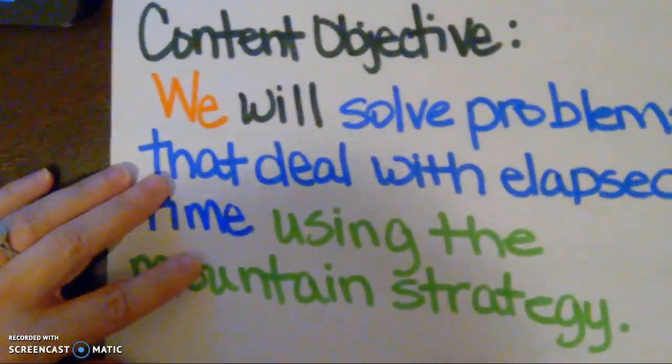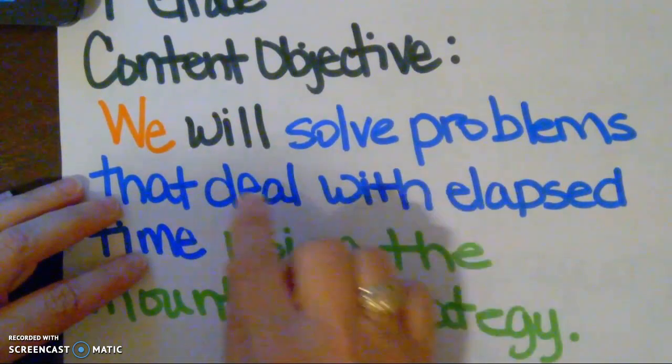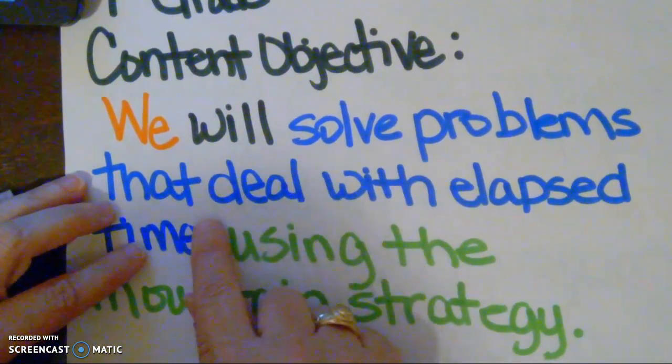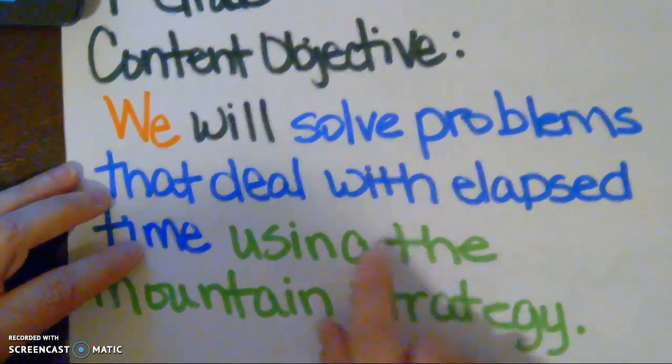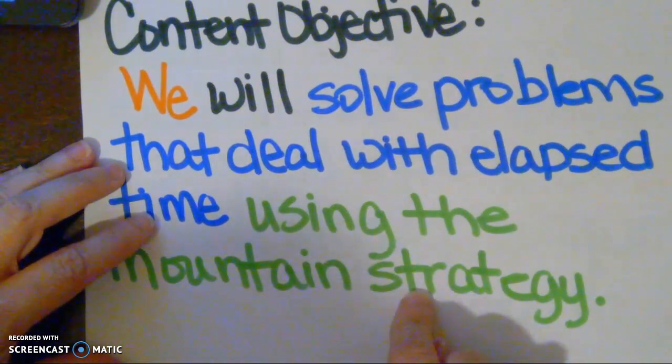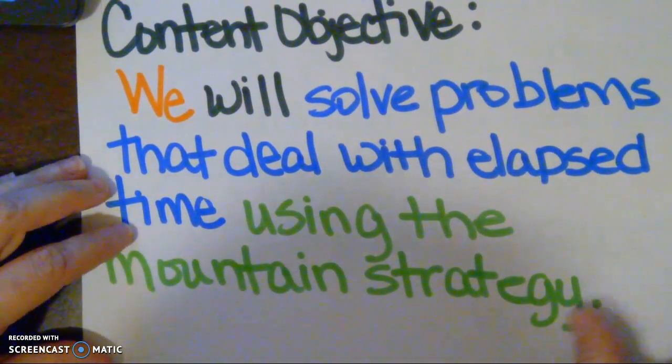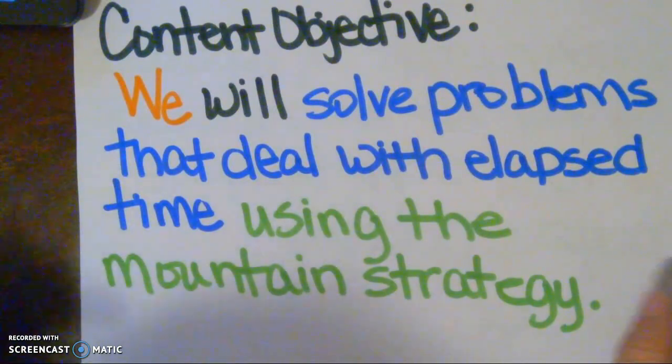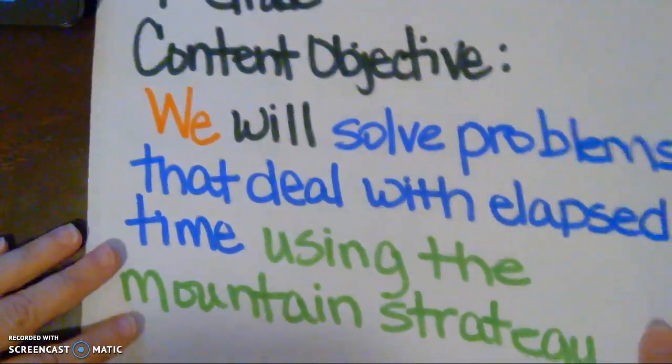Good morning. Today we're going to be talking about elapsed time. So let's start with our content objective. Today our objective is that we will solve problems that deal with elapsed time using the mountain strategy. That's the strategy I'm going to be showing you today to help you figure out elapsed time. Before we go on, let's talk about what elapsed time is.